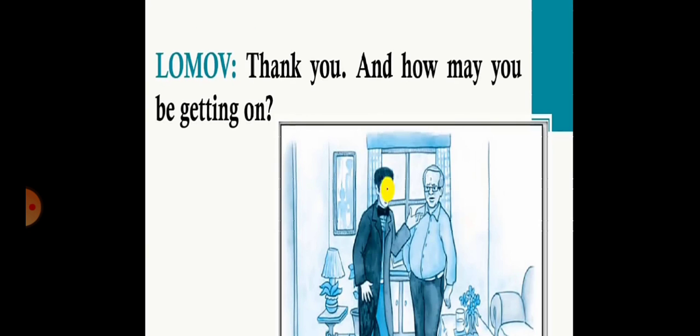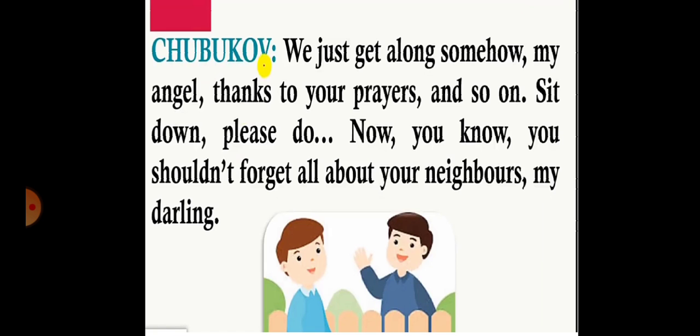Lomov: Thank you. And how may you be getting on? So Lomov was saying, oh, thank you, and how is your health? I am absolutely fine. Chubukov: We just get along somehow, my angel. Thanks to your prayers and so on. Sit down, please. Do. Now, you know you shouldn't forget all your neighbors, my darling. So Chubukov is just buttering up Lomov, saying please sit down, and that we should never forget our neighbors.